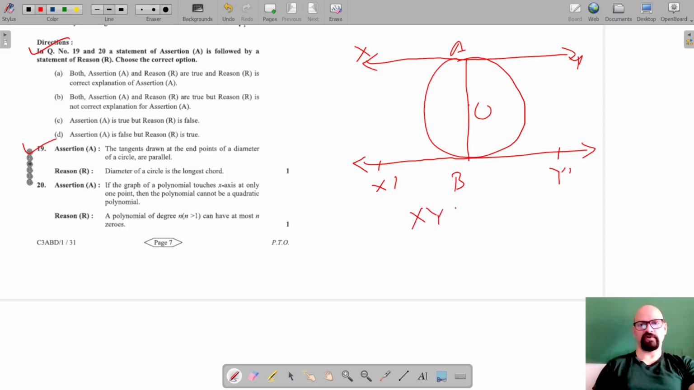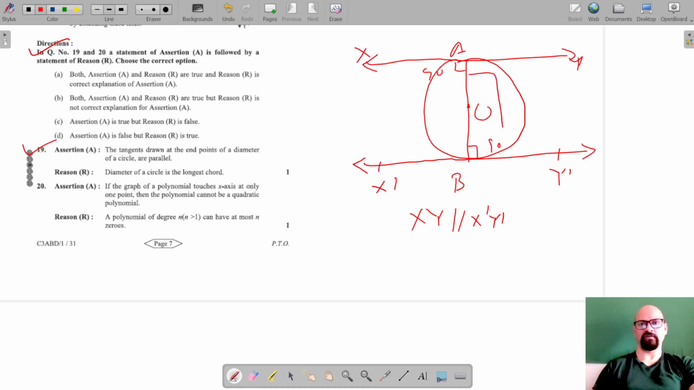So XY is parallel to X'Y' because the radius is perpendicular to the tangent at the point of contact. So this is 90 degrees, this is 90 degrees. These are alternate angles, and these alternate angles are equal. So that means the lines are parallel. So this is true. And the reason given here is: diameter of a circle is the longest chord.